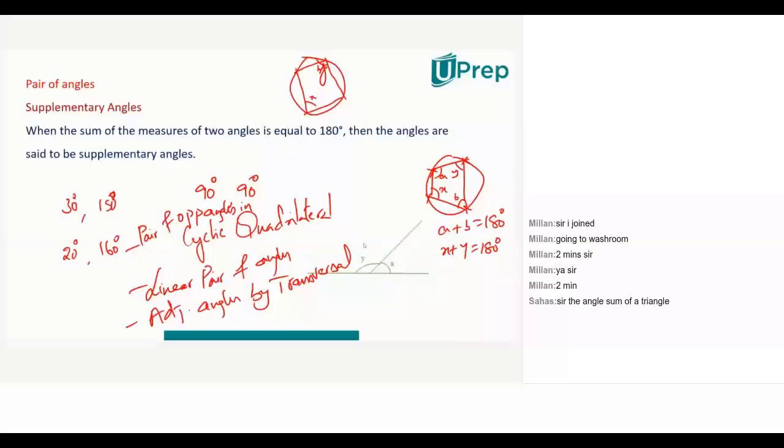Right. There is one more such pair of angles, that is supplementary. When the sum of the measures of two angles is equal to 180 degrees, then the angles are said to be supplementary angles. Say 30 degrees and 150 degrees, 20 degrees and 160 degrees, 90 degrees and 90 degrees. Add them, I'll always get 180 degrees. They are called supplementary angles.